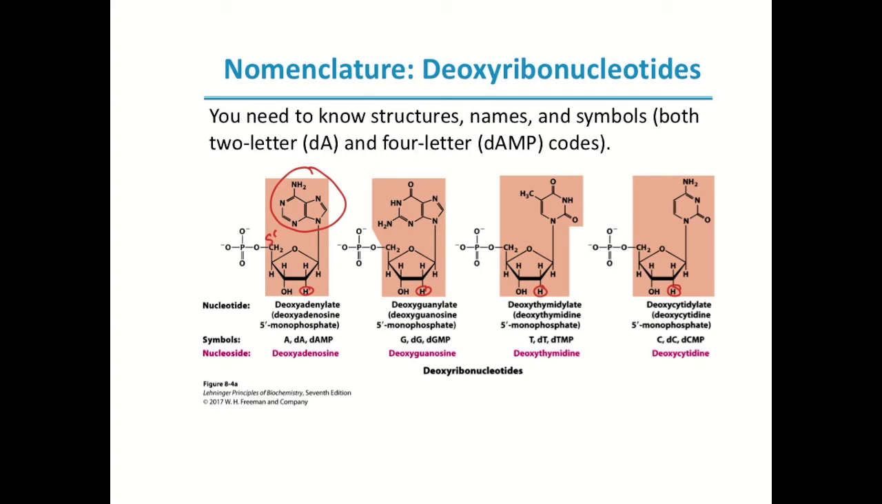Then here we have deoxythymidylate, also known as deoxythymidine 5' monophosphate. And here are the 1, 2, and 4 letter codes. And then here, deoxycytidylate, also known as deoxycytidine 5' monophosphate. And here are the symbols for that.